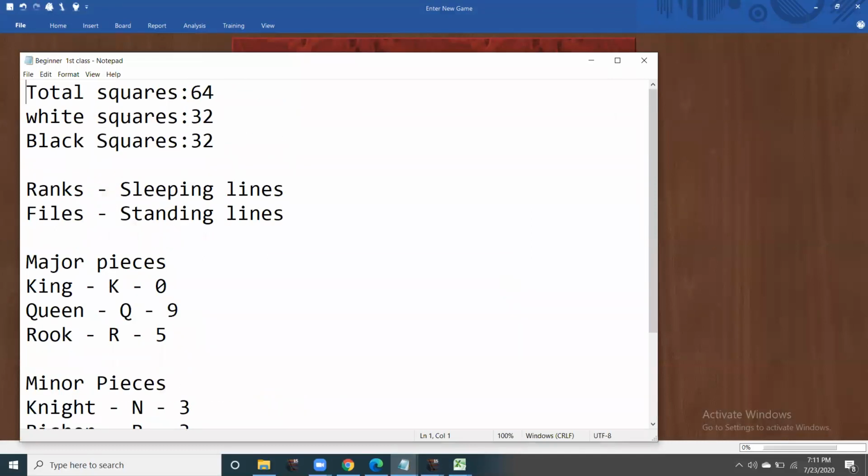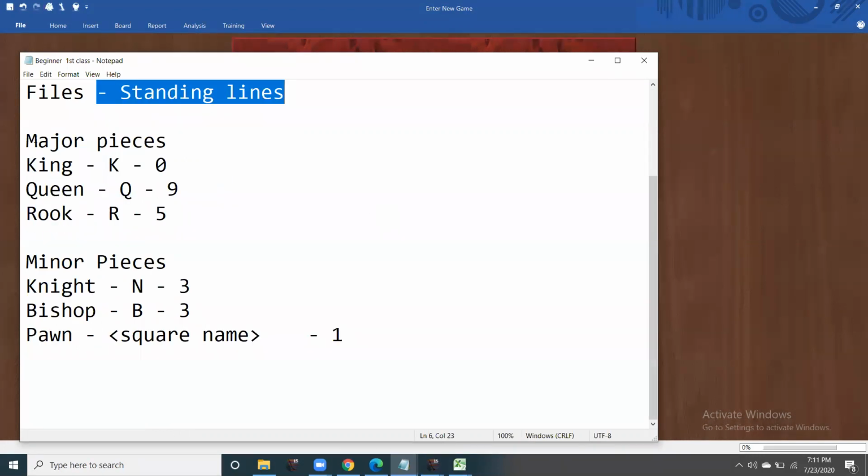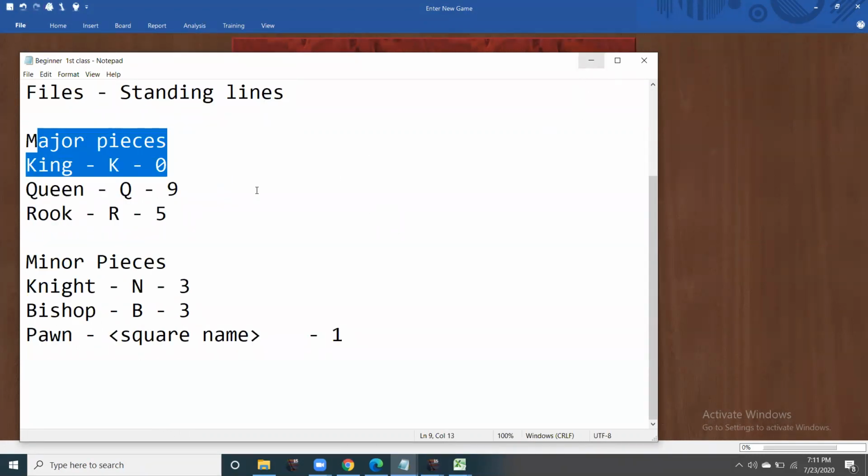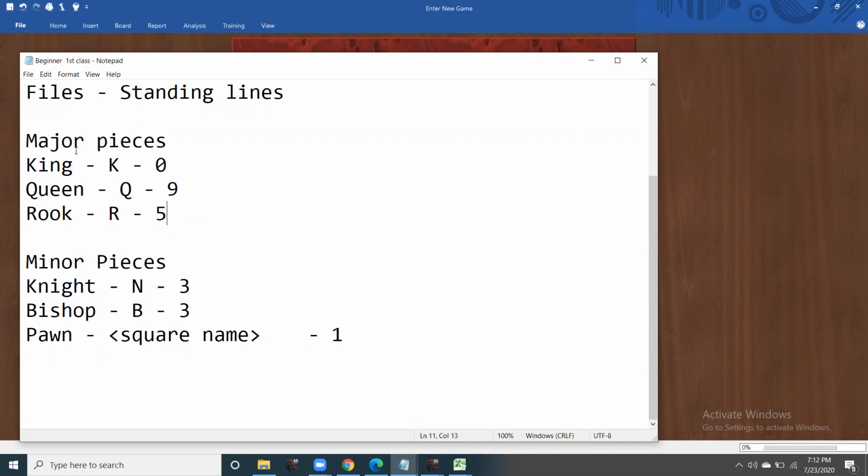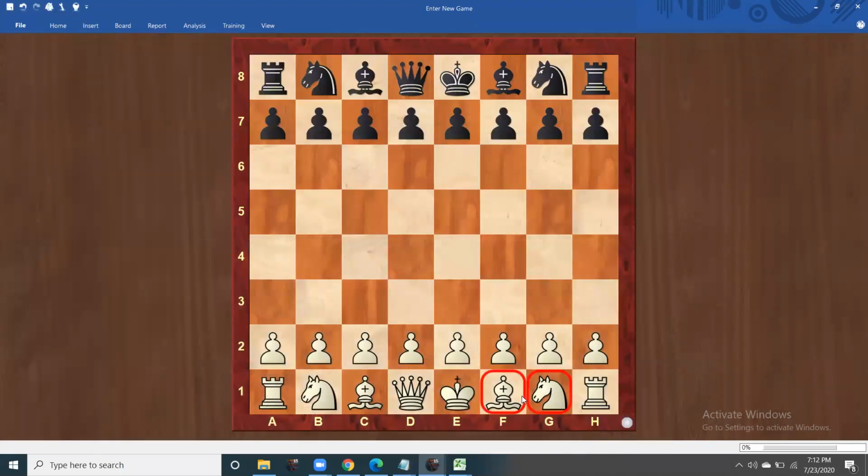We learned total squares are 64, white squares are 32, black squares are 32. Ranks are called sleeping lines, files are standing lines. Then we have major pieces and minor pieces. Usually the king, queen, and rook are called major pieces, and knight, bishop, and pawn are called minor pieces. Why they are called major and minor pieces, you will know in some time. So, coming to the chess notation.